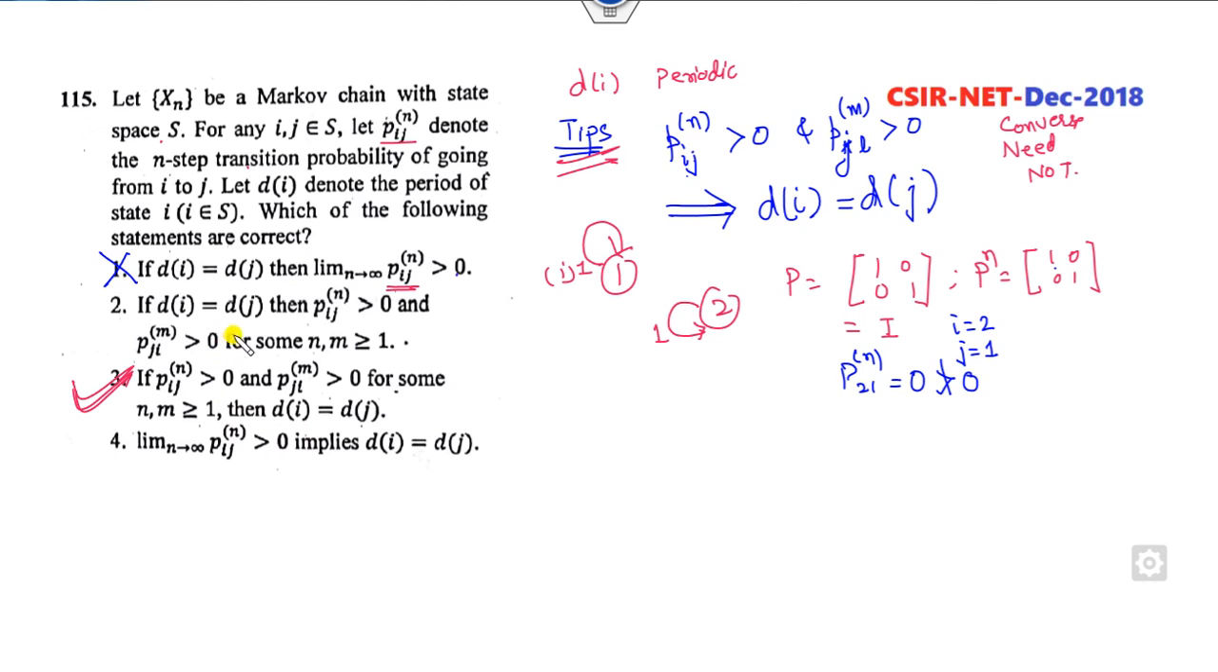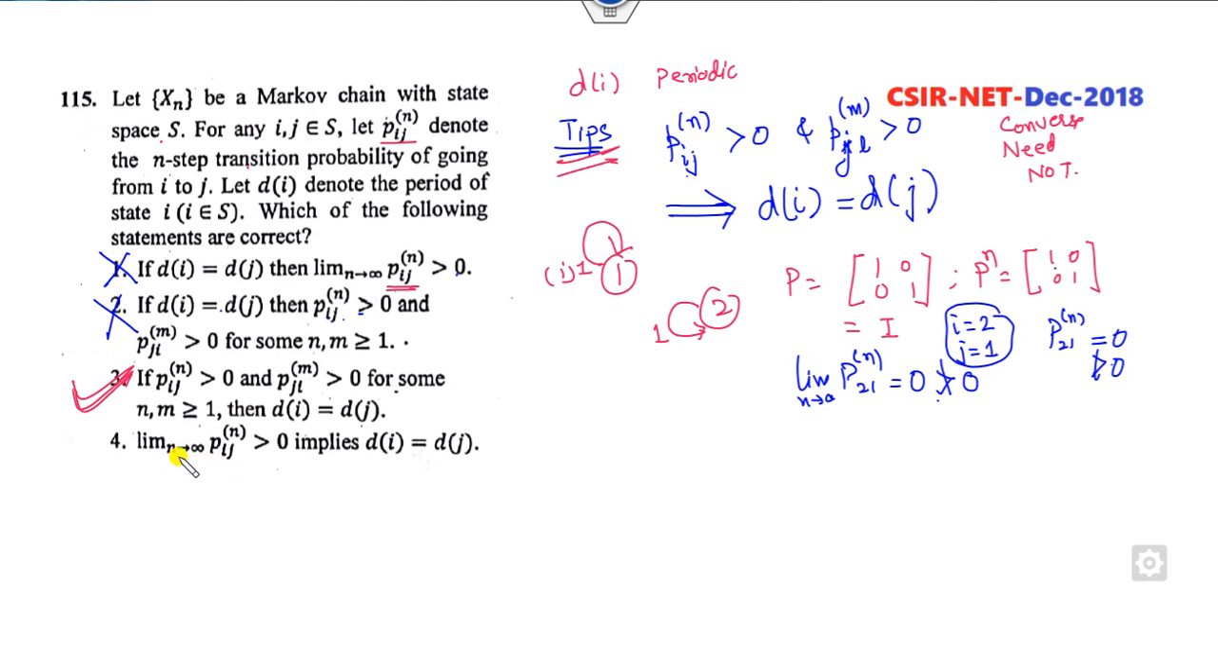Look at the second example. Again you can see here, if the period is the same, as n approaches infinity, again it is not 0. If I consider this example, then the P21 of n is 0, which is not greater than 0. The second option is also cancelled out.